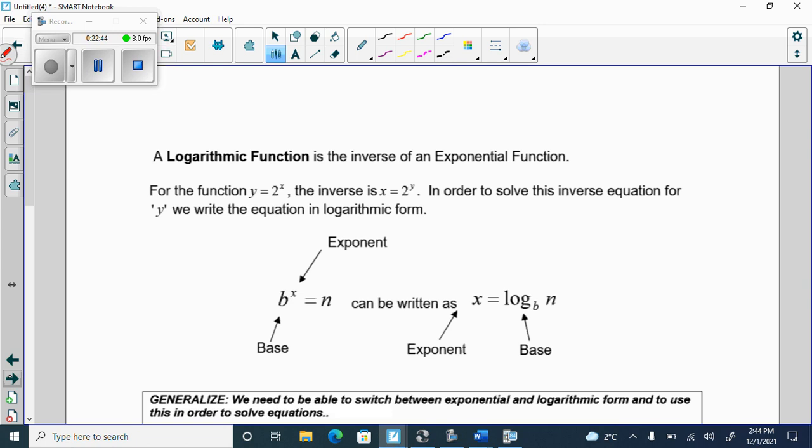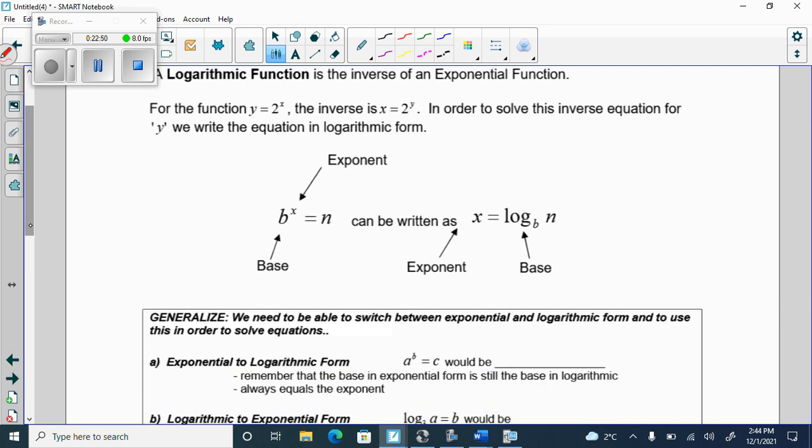It just happens. No. Okay, so a log function is the inverse of an exponential function. So for the function y equals 2 to the x, the inverse is x equals 2 to the y, which makes sense. I just swap my x's and y's, correct? This is great, and so is this. However, this can be written in log form. So, this is something to note.